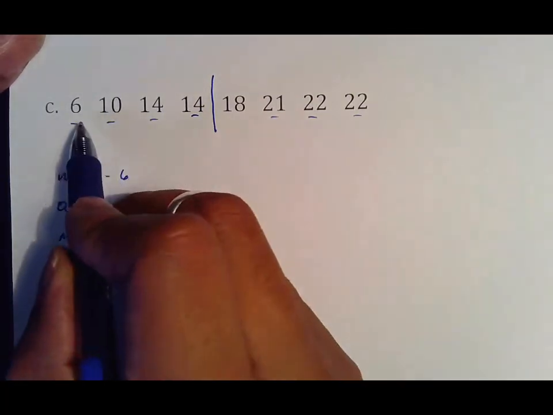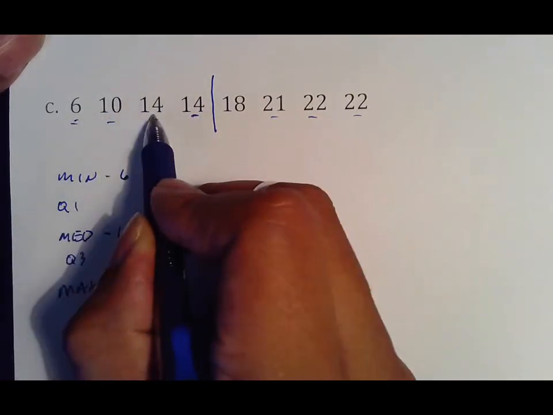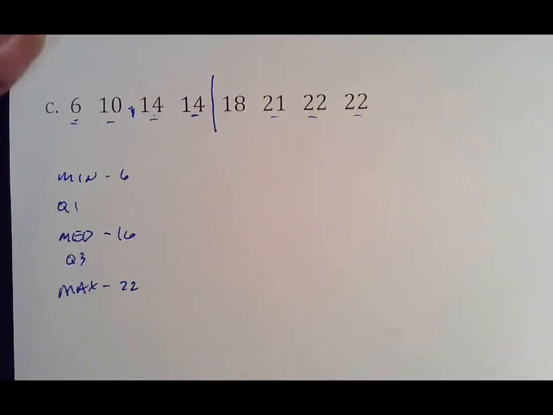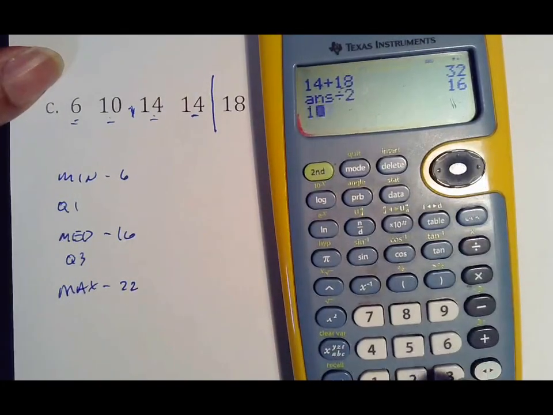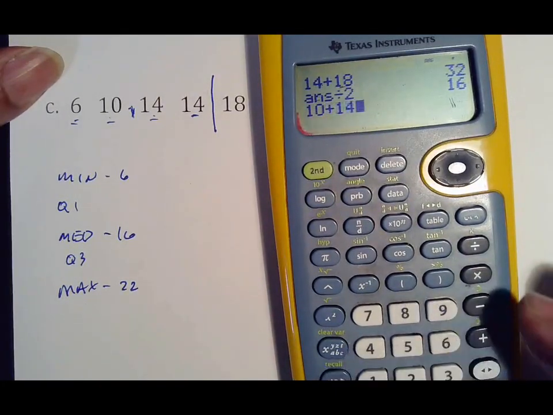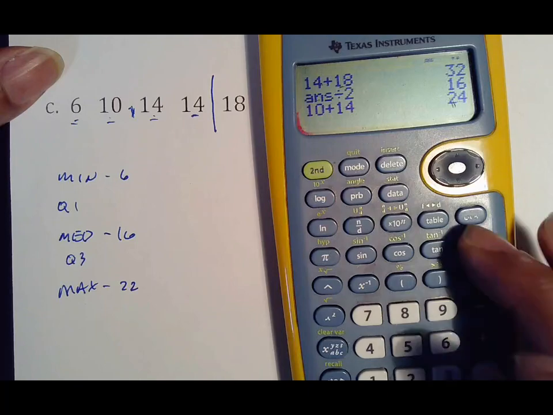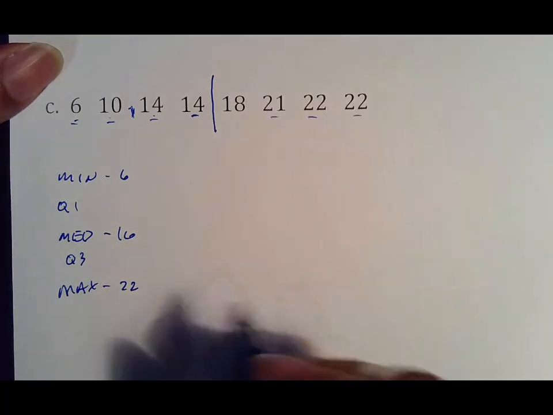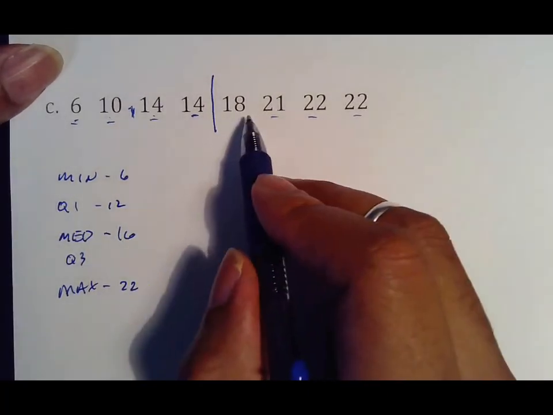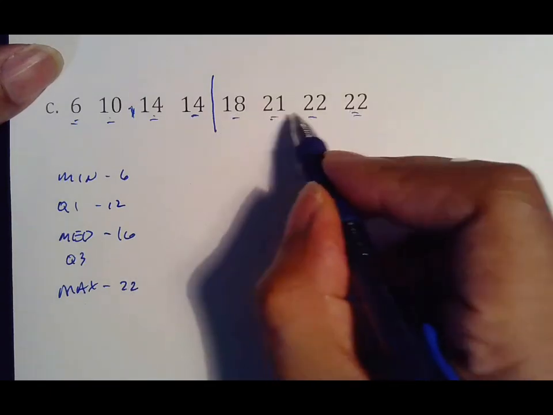Now when we go to find the quartiles, we have 6 to 14 and 10 to 14, which again means my quartile is going to be in the middle of 10 and 14. So I do 10 plus 14, divided by 2, which is 12. That's my first quartile. And then here, 18 to 22, 21 to 22.